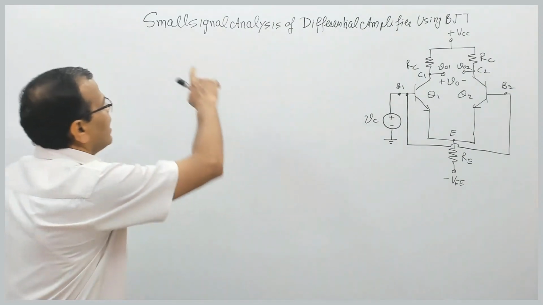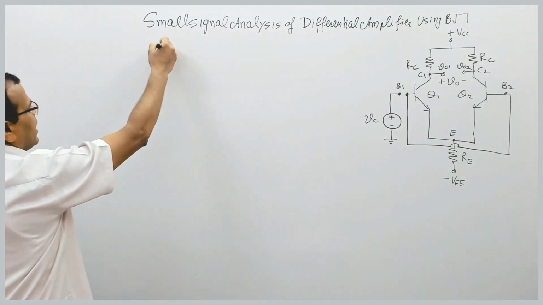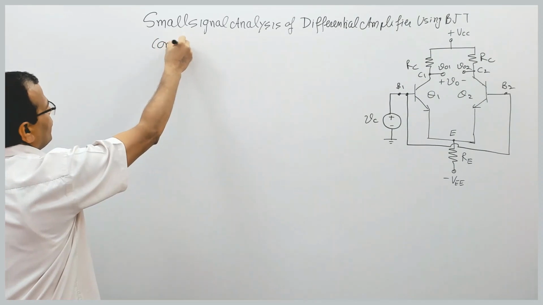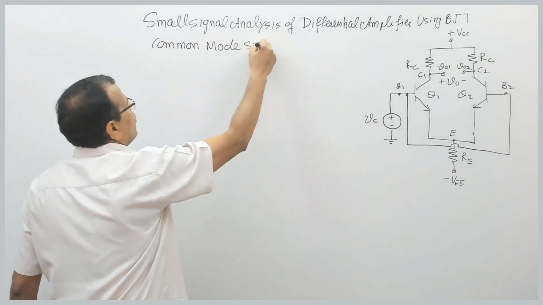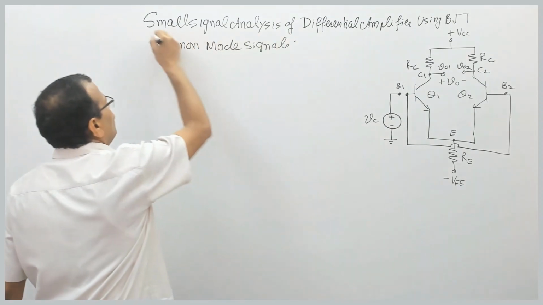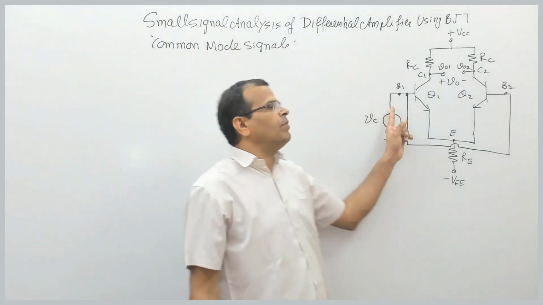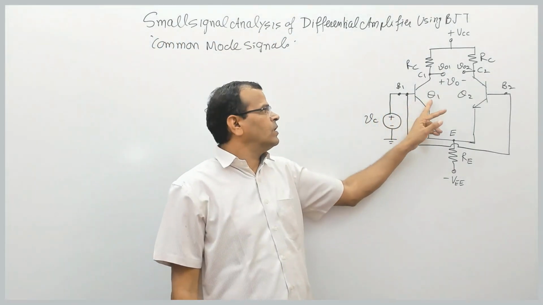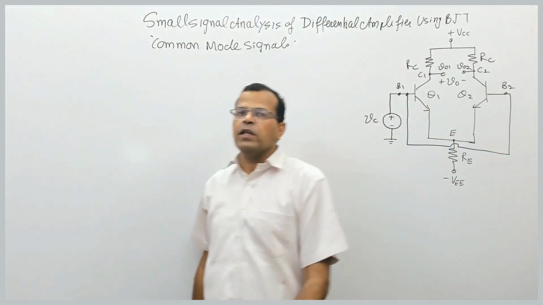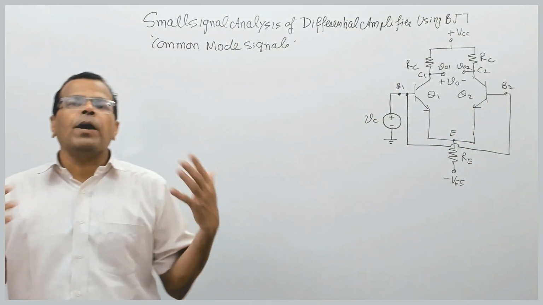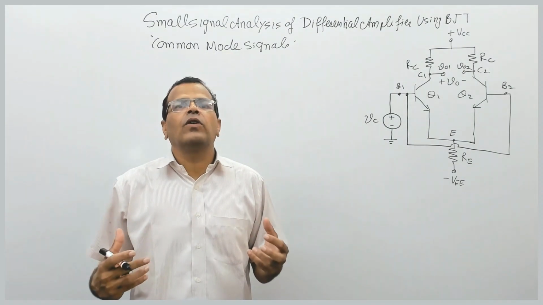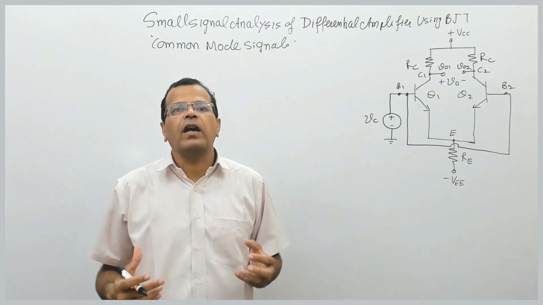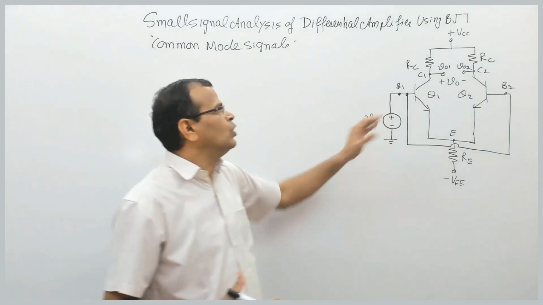Now we are analyzing the same amplifier but in common mode. We are taking common mode signals. In common mode signals, what do we do? We apply the same signal to transistor Q1 as well as transistor Q2. The input applied to both the transistors of the differential amplifier is the same, that is Vc.